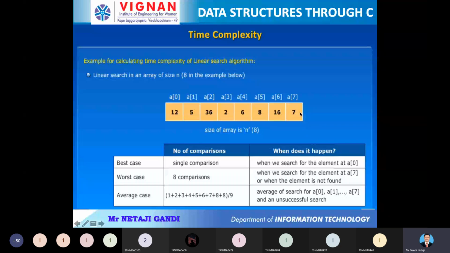Finding your searching element at the last location, so this is the worst case time complexity: your searching element is available at the last. Let me give a best real-time example.